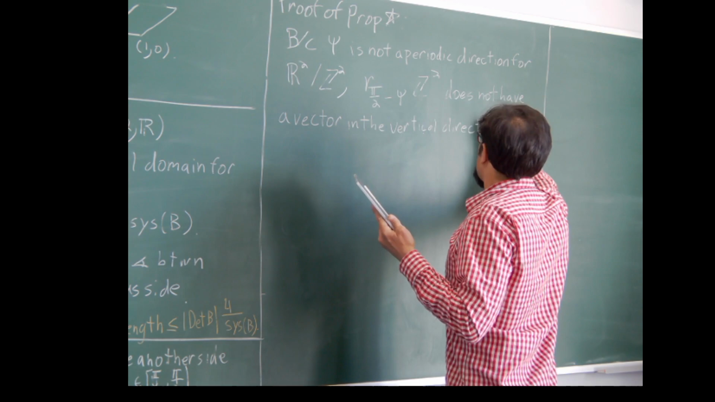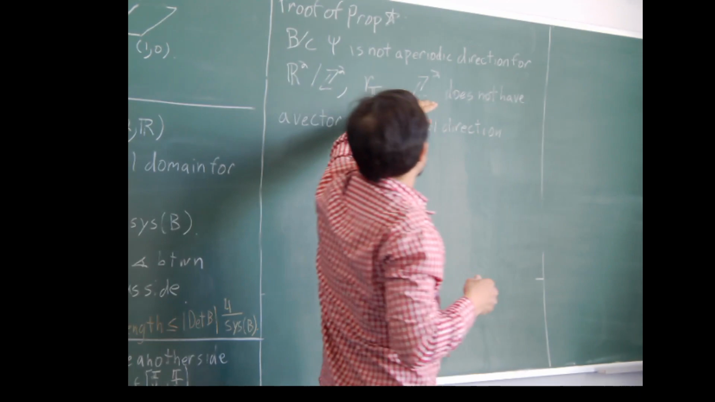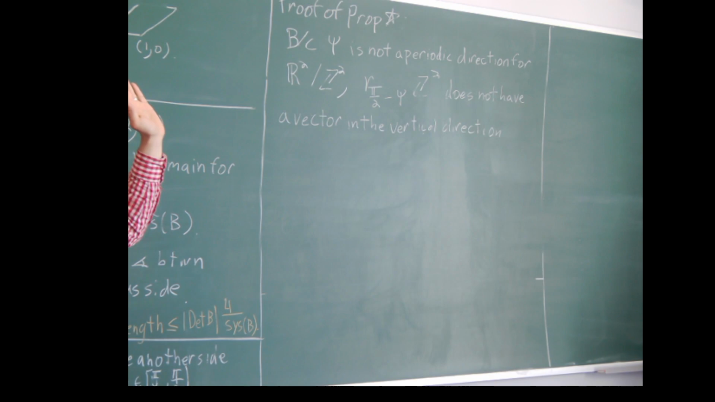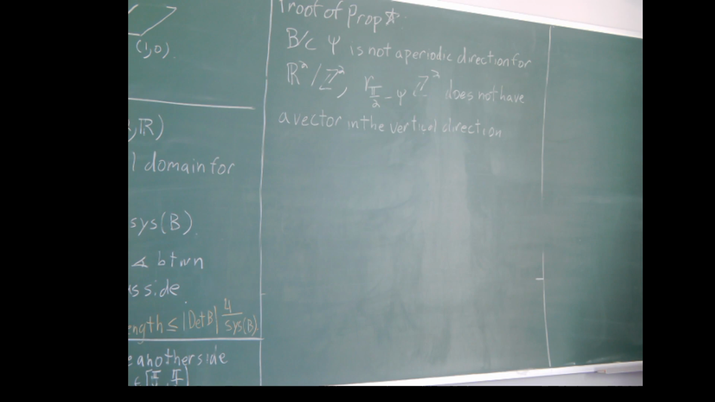Being a periodic direction means that there's a vector in Z squared that's in that direction. Okay? I've moved the direction psi to the vertical direction. So there was no vector in Z squared in that direction. I've moved that to the vertical. So now the end result is there's no vector in the image of Z squared in the vertical direction. There's nothing fancy going on at this point. Okay. And our proof will proceed as follows.